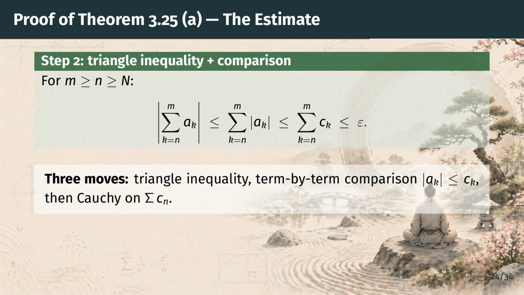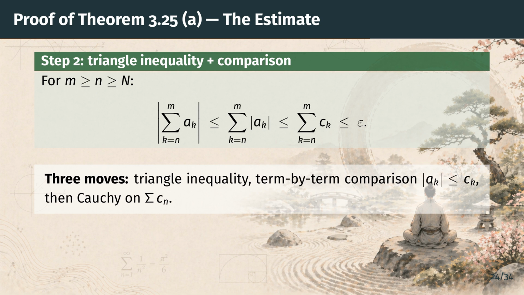The chain of inequalities on the slide has 3 steps. First, the triangle inequality. The absolute value of a sum is at most the sum of the absolute values. Second, term by term, the hypothesis says the absolute value of A sub k is at most C sub k. So the sum of absolute values is dominated by the sum of C sub k.